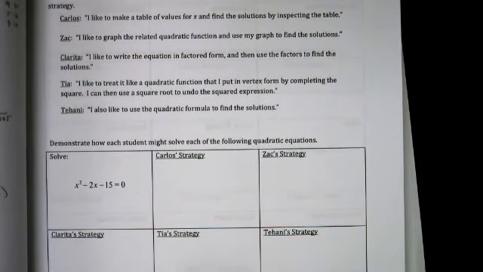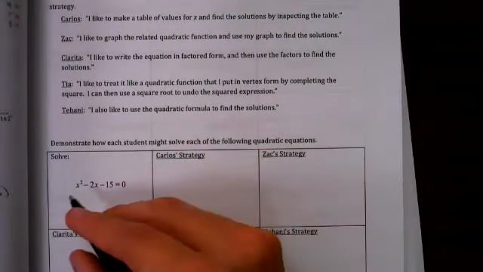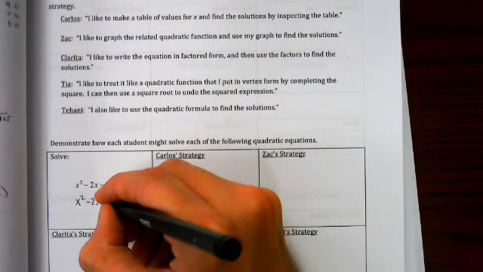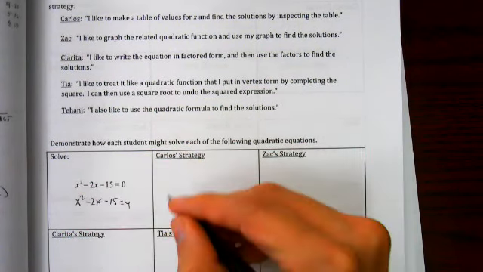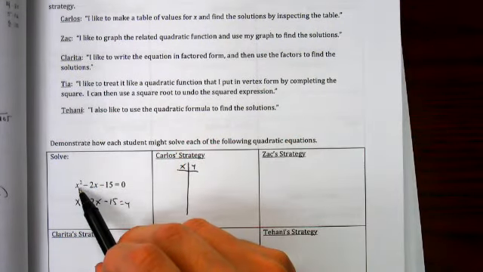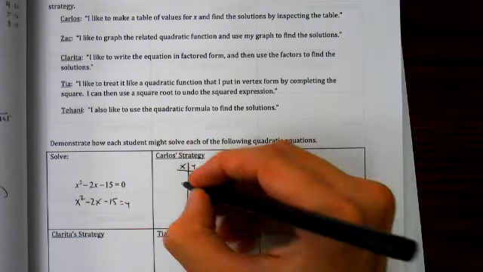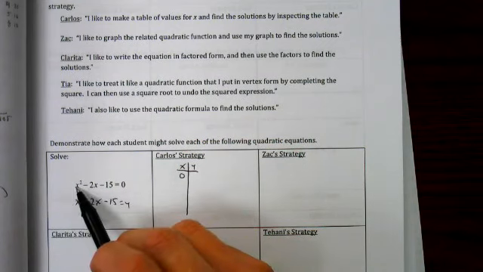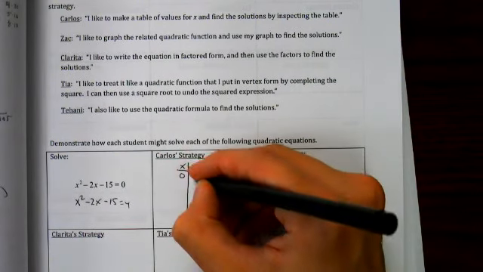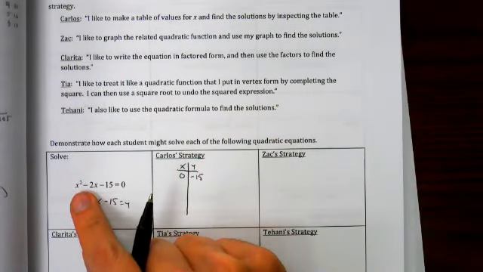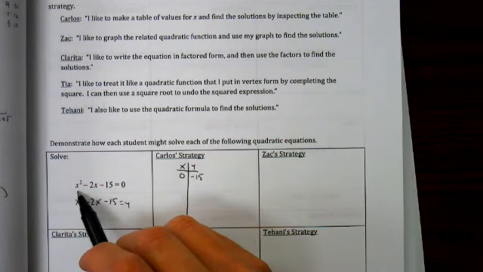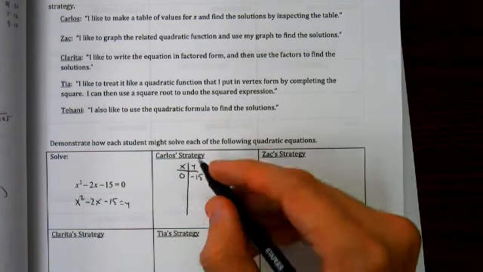All right. So Carlos likes to make a table. So we need to know x squared minus 2x minus 15 equals y. And Carlos would make a table like this, x and y, and he would figure out what x would make it equal to 0. So let's start just with 0. That would give us 0 times 0 minus 2 times 0, so that's just 0, minus 15. So this gives me negative 15. If I plug in 1, I get 1 minus 2 minus 15. So 1 minus 2 is negative 1, minus 15 is negative 16.